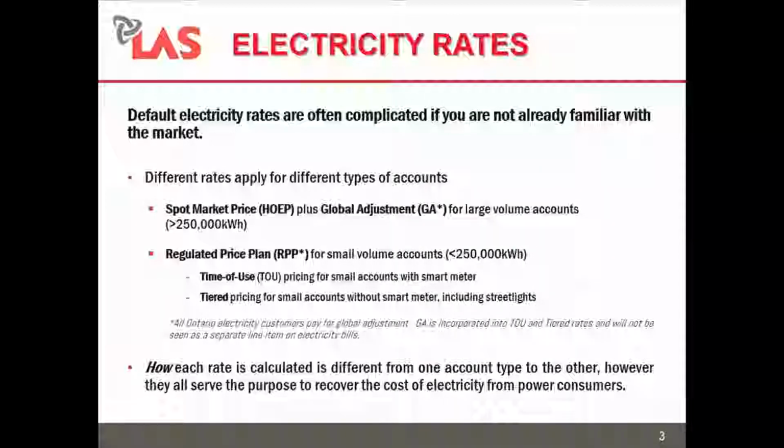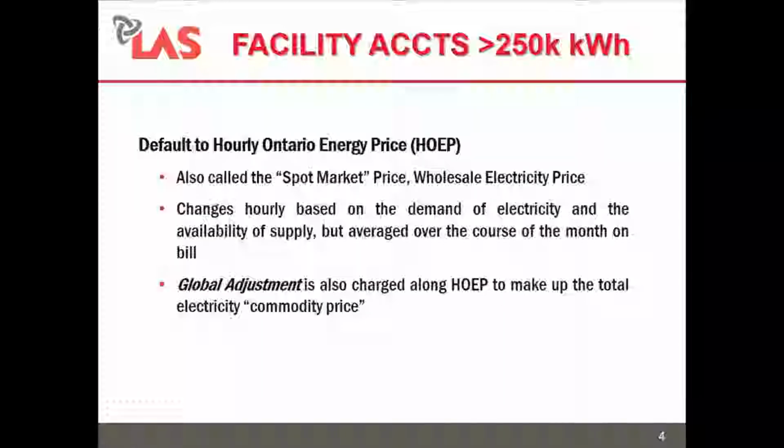No matter whether you pay spot market plus GA or RPP, each rate is calculated a little differently, based on your account type, and there is also a different way to recover the electricity generation cost through the power consumers. And we are going to move on to the first group, the large volume accounts.